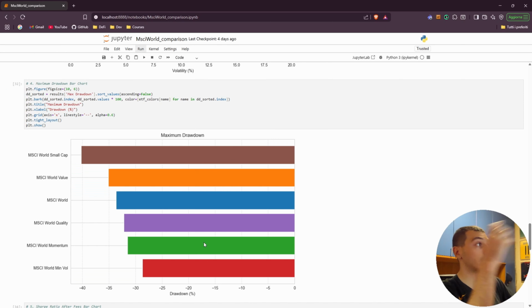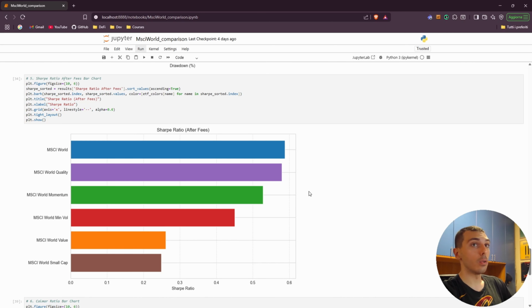Maximum drawdown. Again, this one shows the biggest percentage drop you would have experienced. The minimum volatility, the red one, protected the capital the best, having the smallest drawdown during the period. Small cap, the brown one, had the deepest loss with over 40%, which is a significant heart attack.